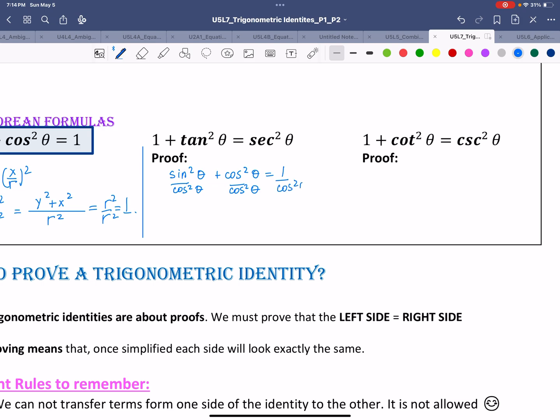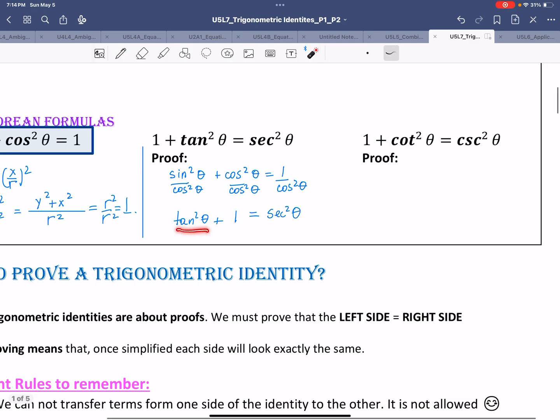So cosine squared. Then we'll see that sine squared over cos squared will give tan squared. And cos squared divided by itself would give just 1. And 1 over cosine squared equals secant squared theta. So this will connect tan squared with secant squared. Remember, both tan and secant will have cosine in the denominator. So that's one way of memorizing the connection that exists between them.